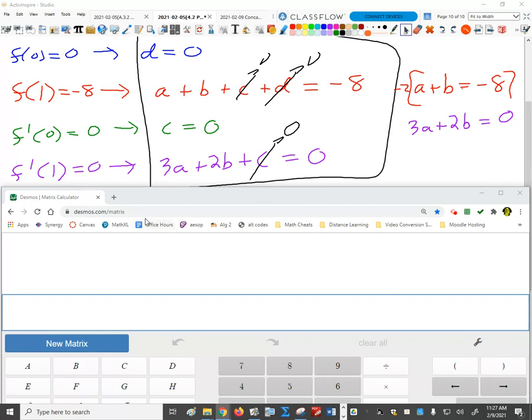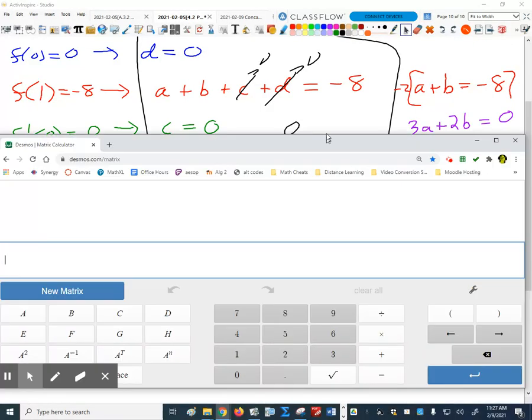So here's my Desmos, just Google Desmos matrix, and it gives you this calculator. So here's our linear system, right? We've got to write this as an augmented matrix where we have 4 rows, 1 row for each equation, but 5 columns. First column is going to be for the coefficients of A, then the coefficients of B, then the coefficients of C, then the coefficients of D, and then the 5th column is going to be for the constants on the other side. Okay, so let's first of all set up our matrix in Desmos.